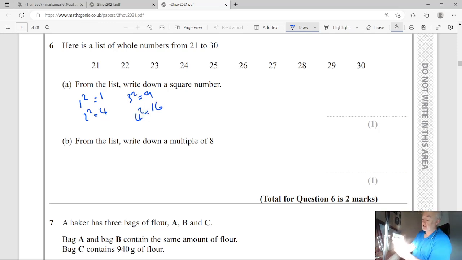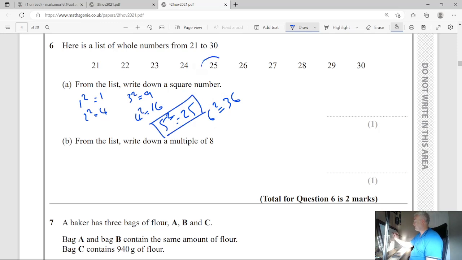4 squared equals 16. 5 squared gives me 25. And 6 squared gives me 36. So I've written down the information that I need. I just need to now say which one falls into my range. It's going to be this one, 5 squared. So that's going to give me 25.